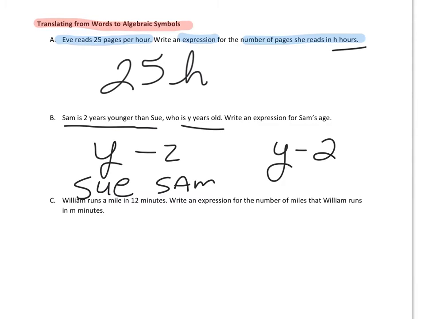In the last one, William runs a mile in 12 minutes. All right, so we want to write an expression for the number of miles that Will runs in m minutes. This is sort of like the same as in A. Well, if he runs 12 miles every minute, we would get 12 times m, or 12m.